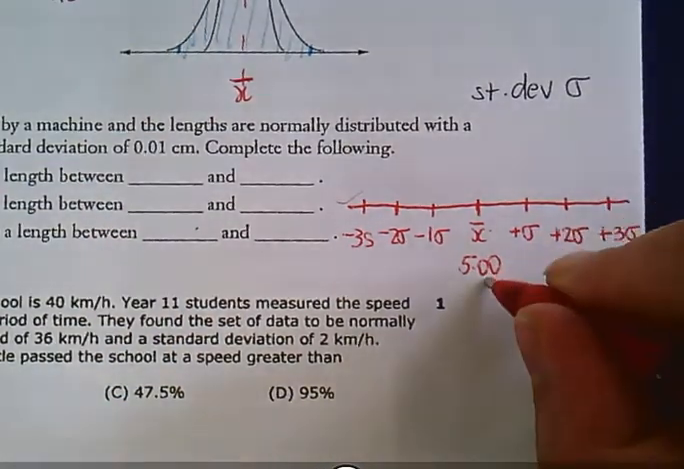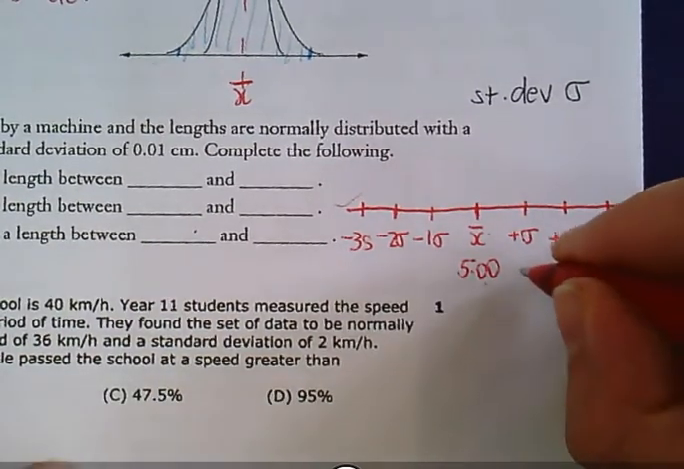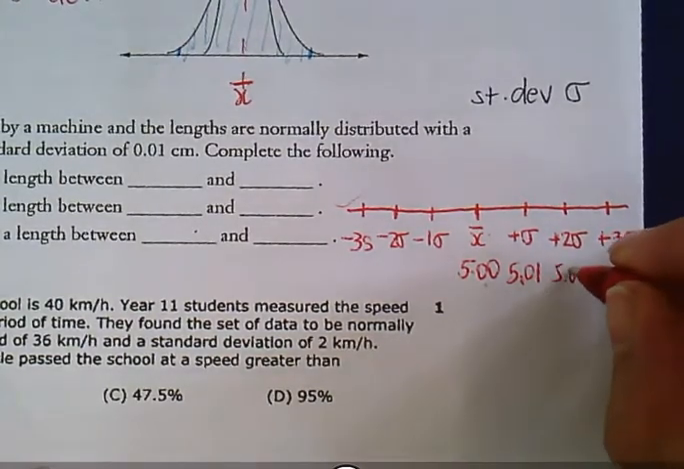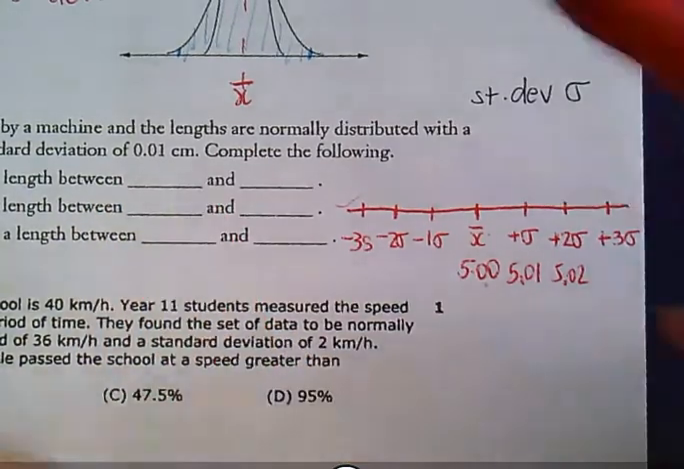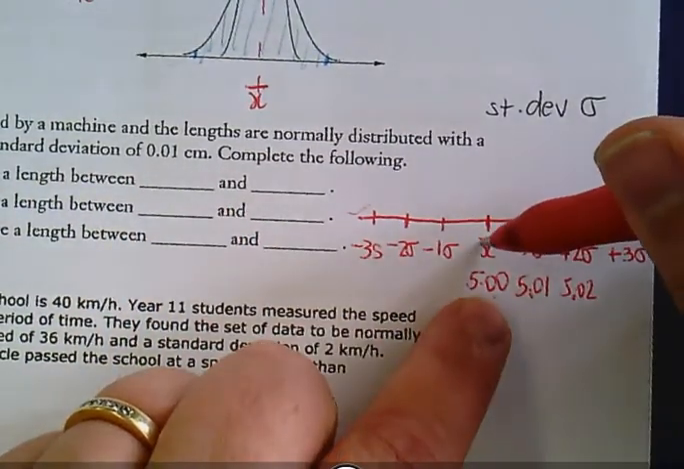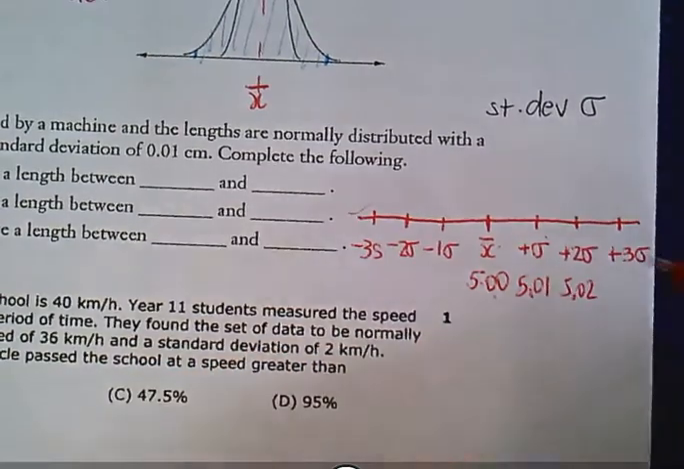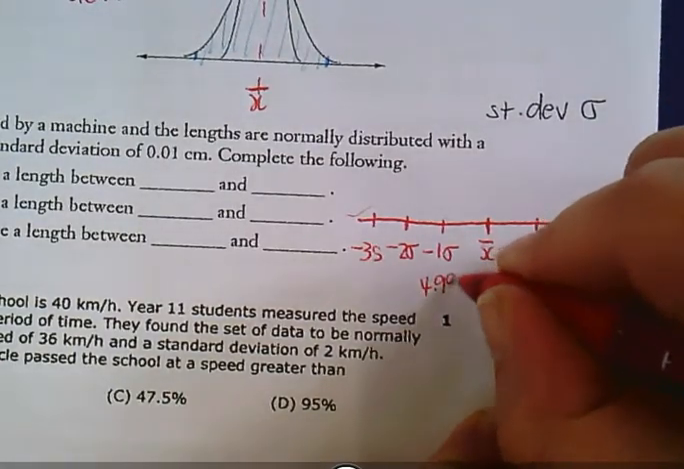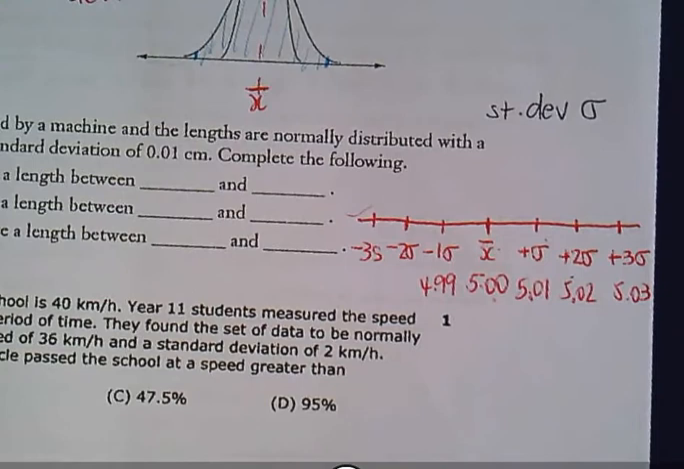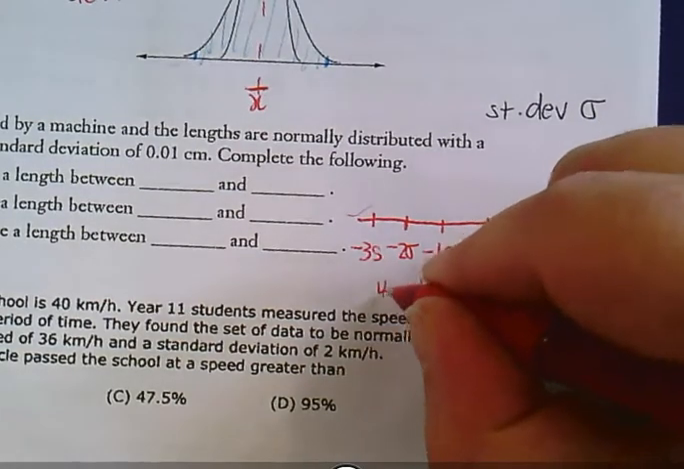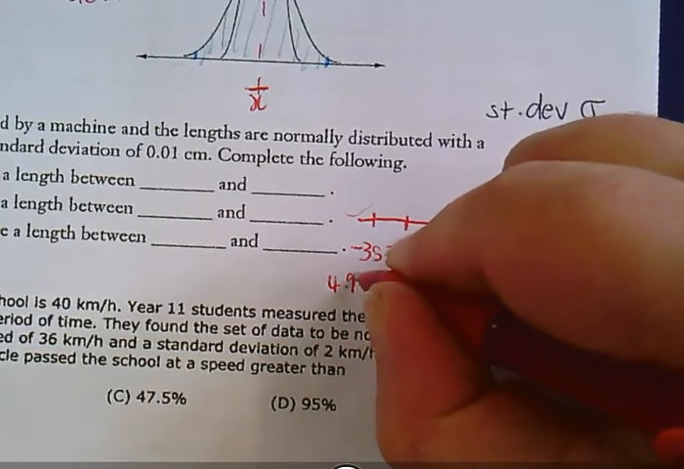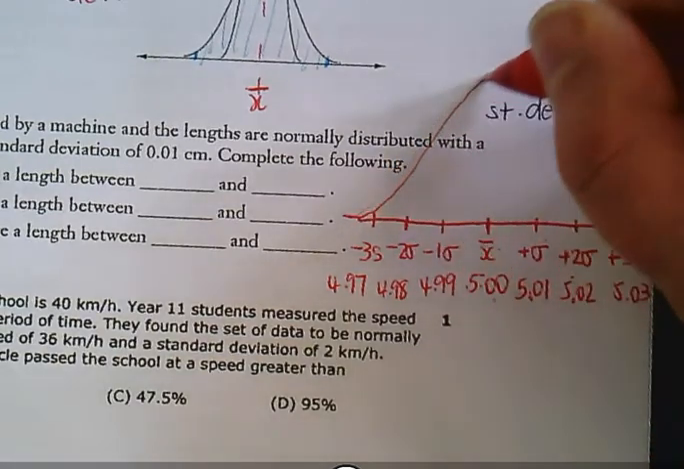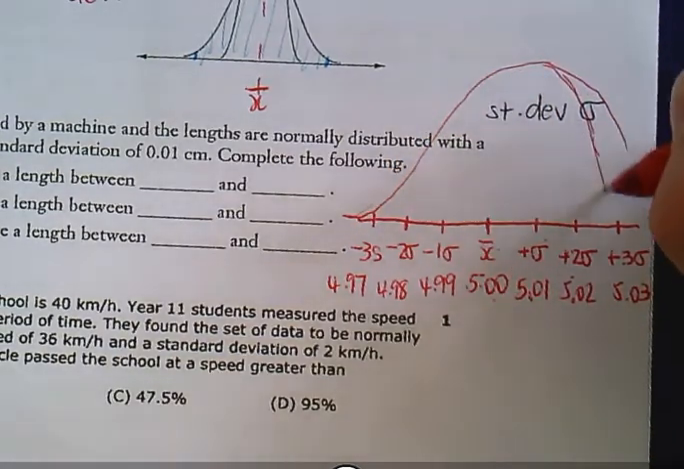So, the mean is 5. The standard deviation is 0.01, so this is 5 plus 0.01 is 5.01. Do you get it? This is 5.02 because the standard deviation is 0.01. This is the mean plus 1 standard deviation, the mean plus 2 standard deviations, the mean plus 3 standard deviations. This is 5.03. Now back down here, this is 4.99 because it's 5.00 minus 0.01. This is a length of 4.98 and this is a length of 4.97.